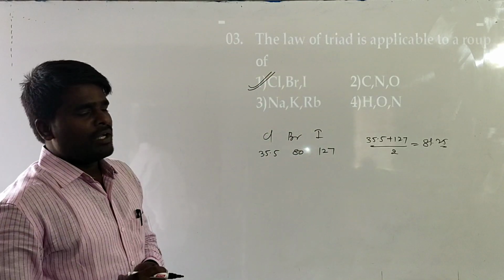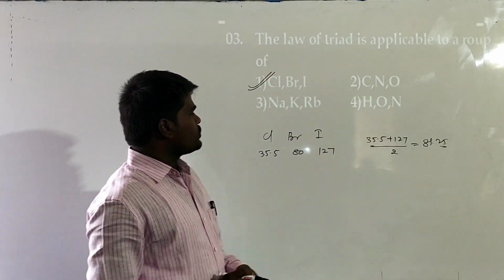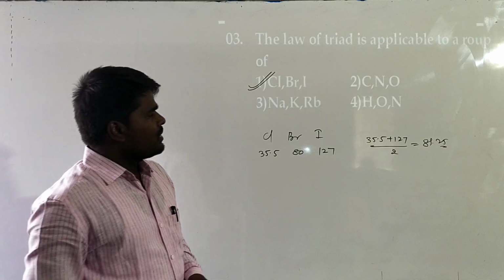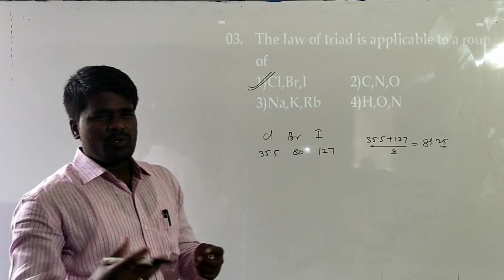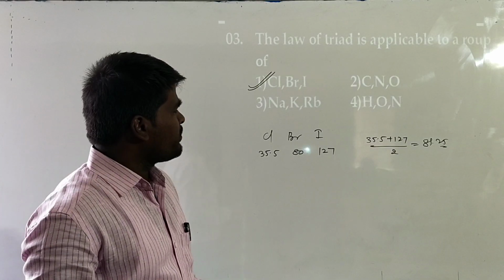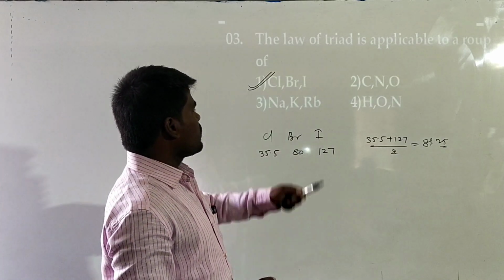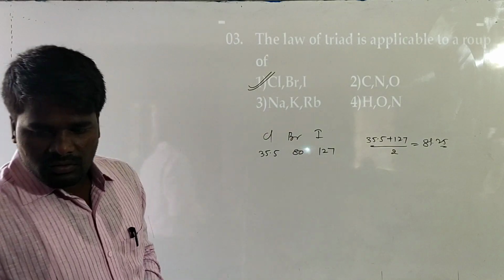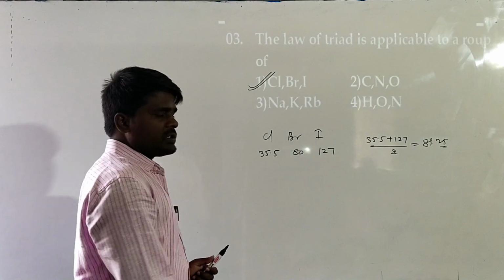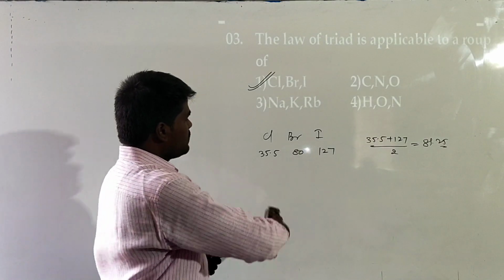And what about the remaining options? Carbon, nitrogen, oxygen, and sodium, potassium, bromine are not triads. He has proposed only a limited number of triads. Better to remember those triads, and this chlorine, bromine, iodine is one of those triads. Shall we move to the next question, if it is clear?